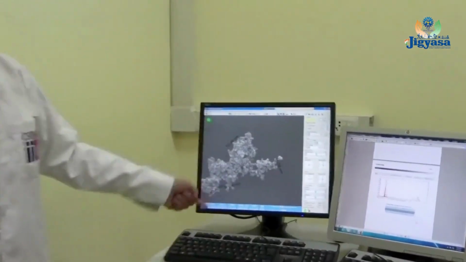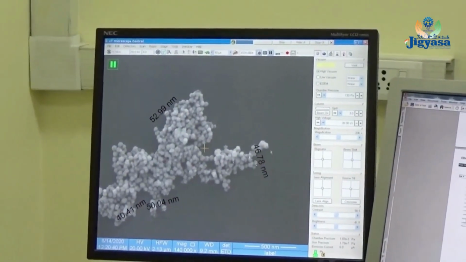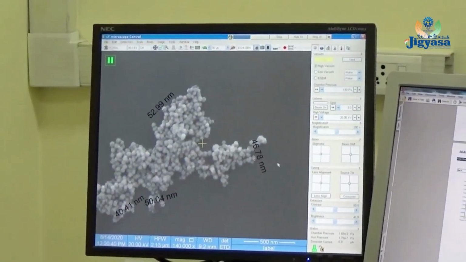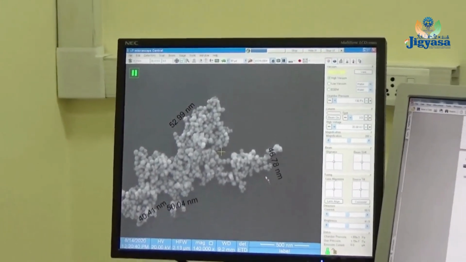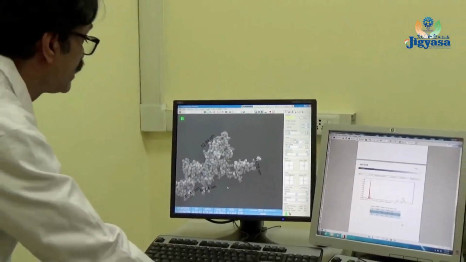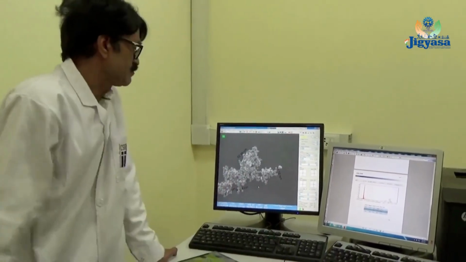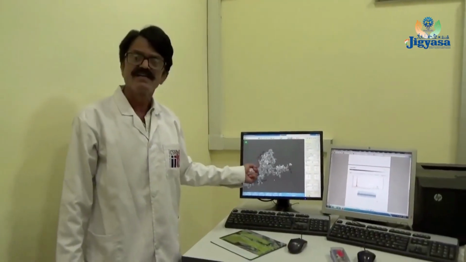This is a platinum nanoparticle. Here we can see the shape as well as the size. The shape is spherical and the size is in the nanometer range. Here you see 50 nanometer, 50 nanometer. So by this machine we can find out the shape and size, and the surface is spherical.